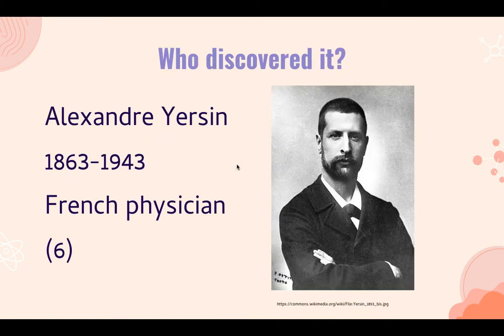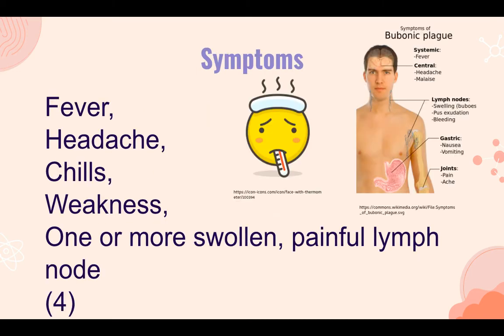Sorry about that. So, who discovered it? The famous man who discovered this is Alexander Yersin. He was born in 1863 and died in 1943. He was a French and Swiss physician. You have at the bottom the MLA, and to the right an image of the man.